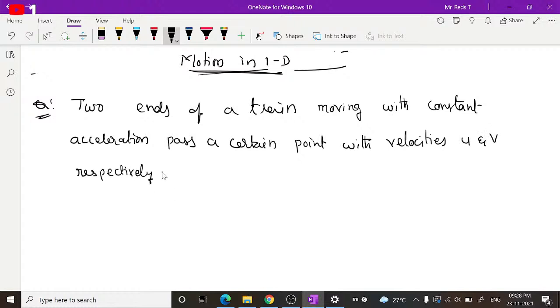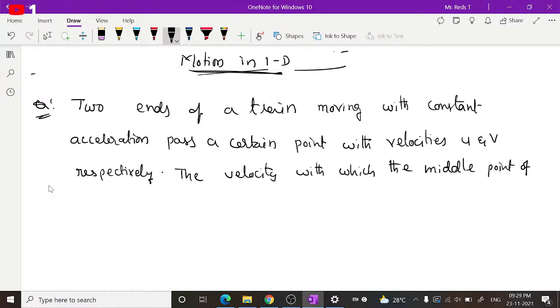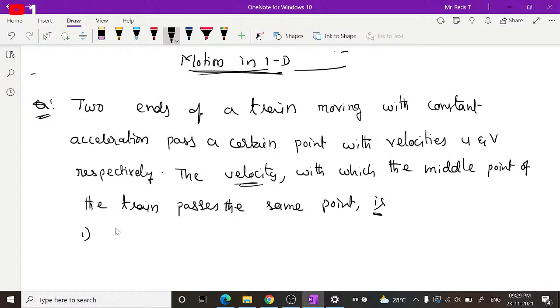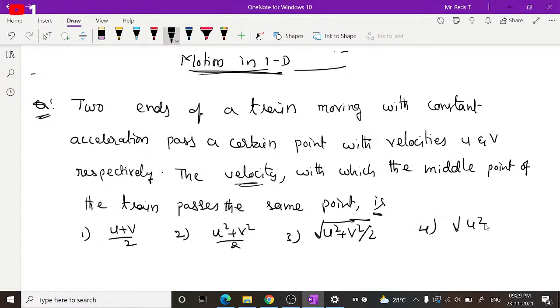The velocity with which the middle point of the train passes the same point is, the options are: first option, u plus v by 2; third option, square root of u square plus v square by 2; and fourth option, square root of u square plus v square.